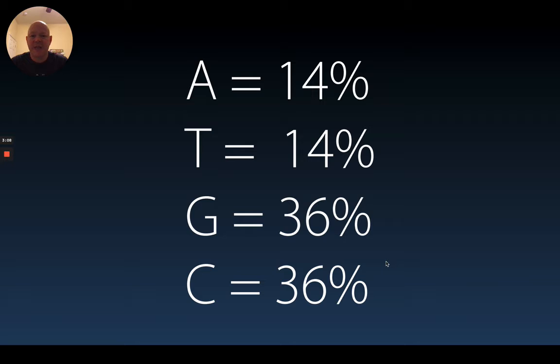Once again, if I give you 14 for A, then there has to be 14 of T, because they always go together. This is called Chargaff's rules. Then subtract one of those numbers from 50, and you'll find out the percentage of the other two bases, 36 and 36 for G and C. It's that easy.